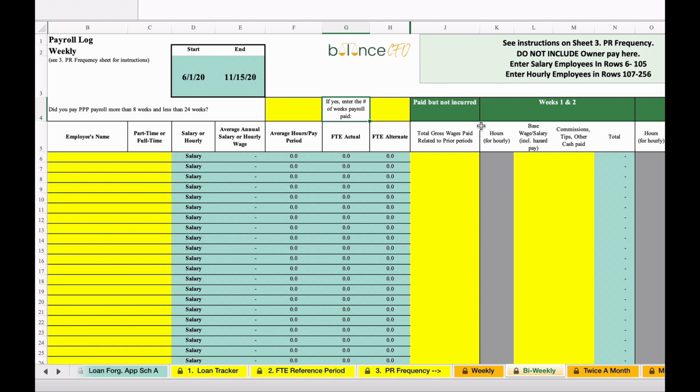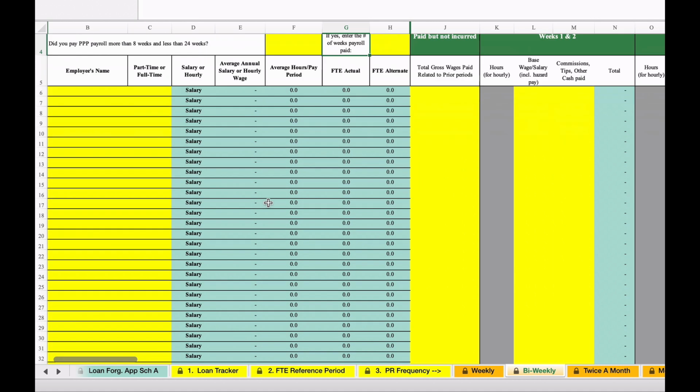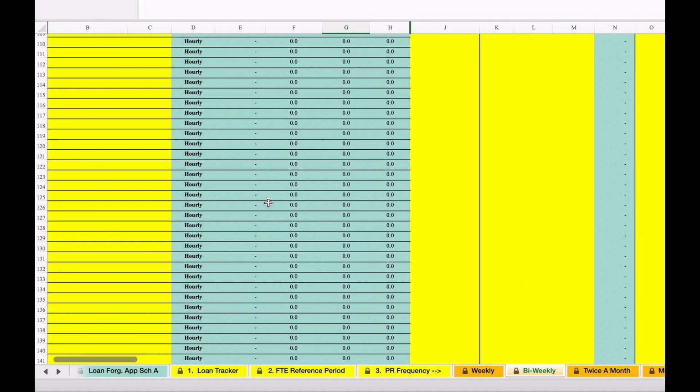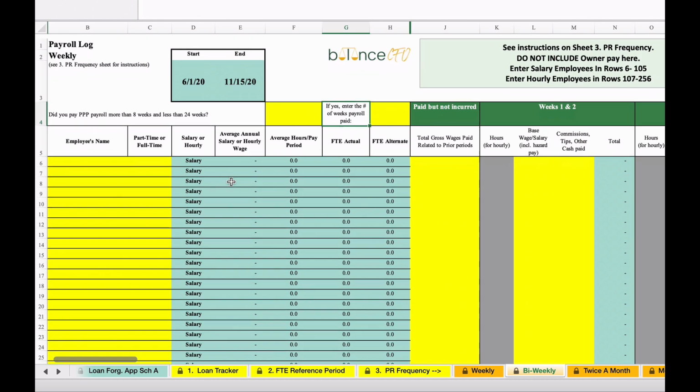You're not going to include your owner pay on these forms, you guys, okay? That was counted separately, remember, in step 1. If we put it back here, we would basically end up double counting our owner pay. And then just like the FTE reference period, we're going to be able to enter salary employees here and hourly employees below, okay?